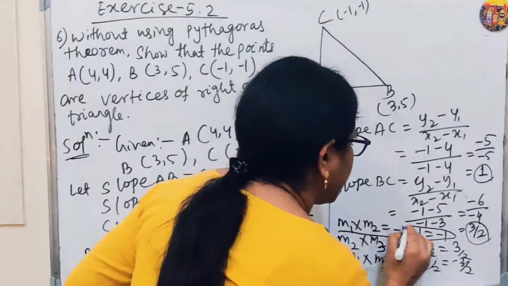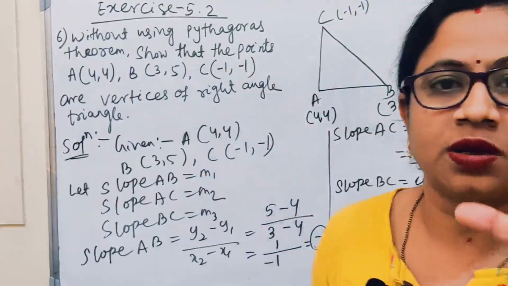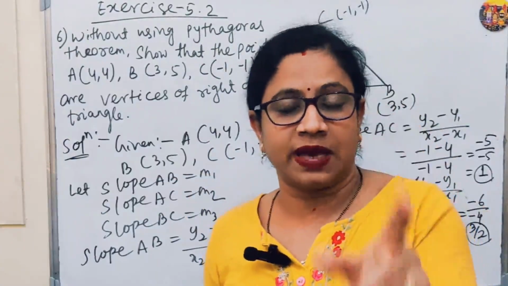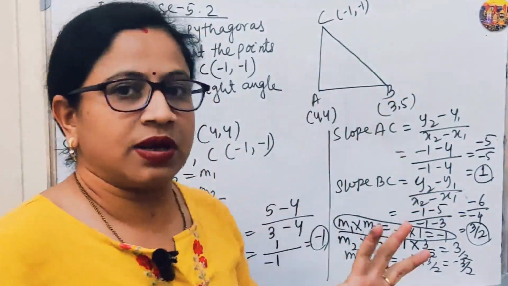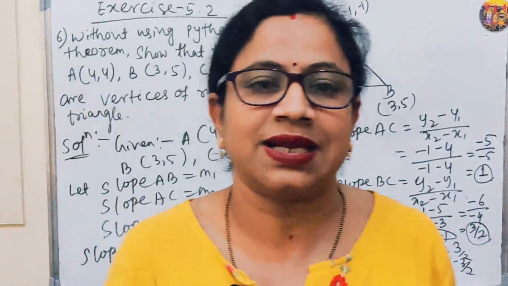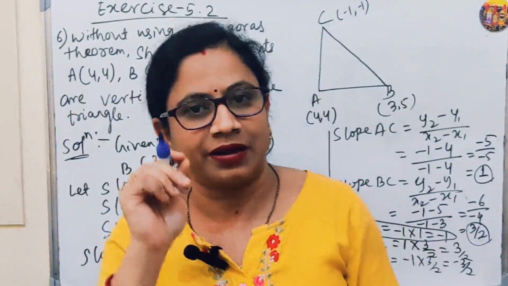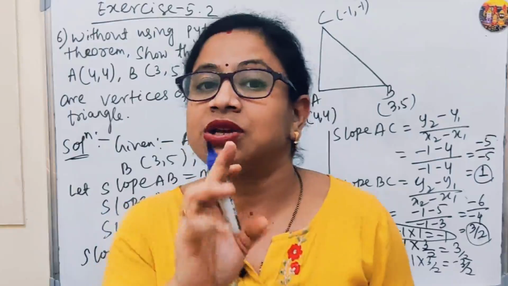So we got M1 multiplied by M2. The product of the slope of AB and the slope of AC is minus 1. So the answer will be AC perpendicular to AB. So we found that ABC are the vertices of a right angle triangle without using Pythagoras theorem.